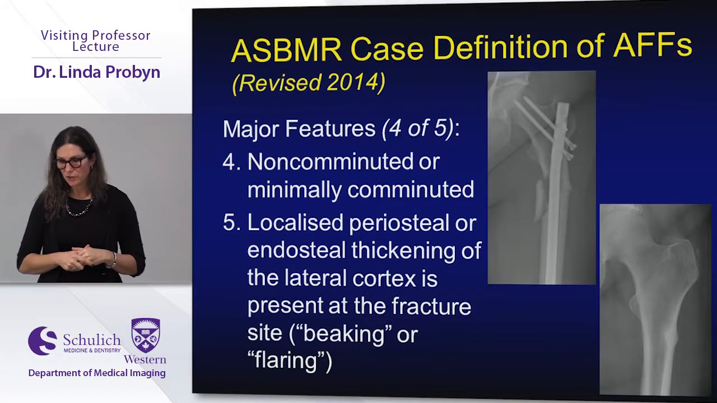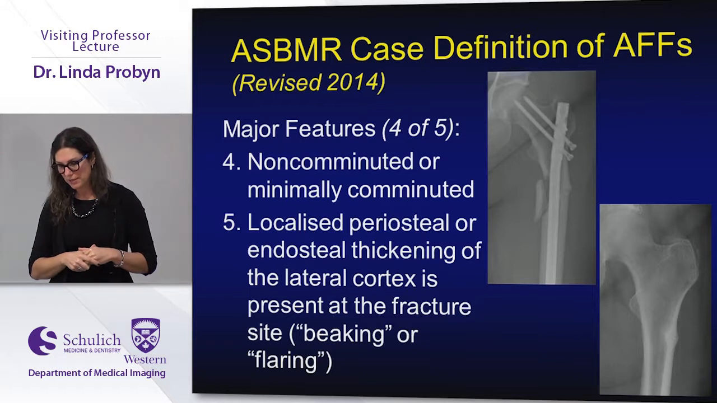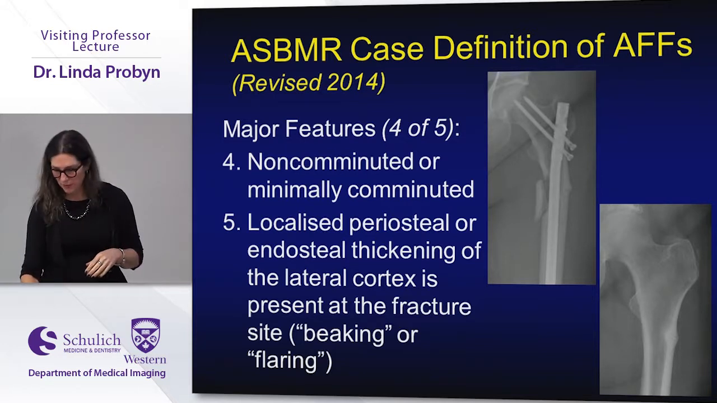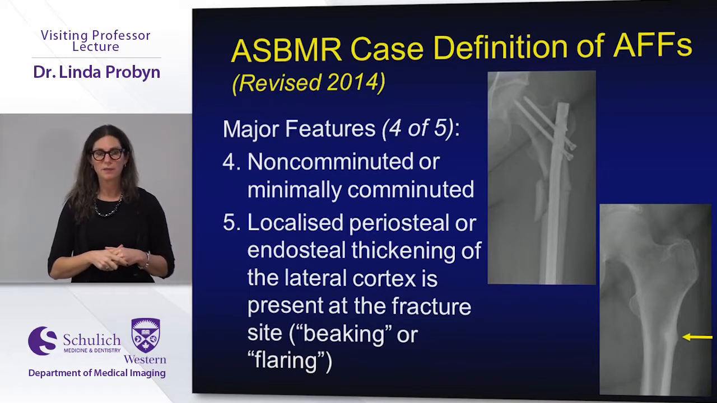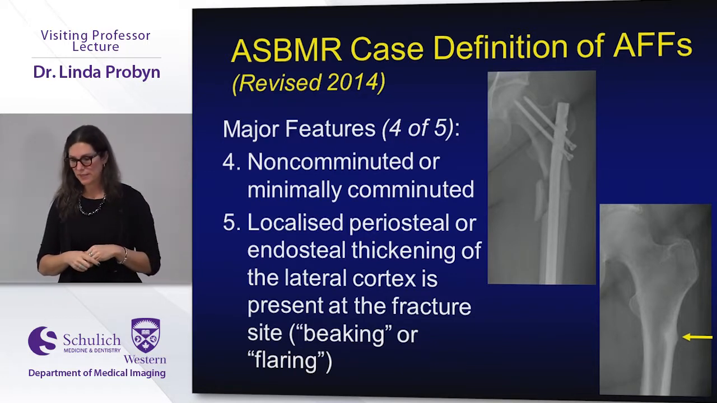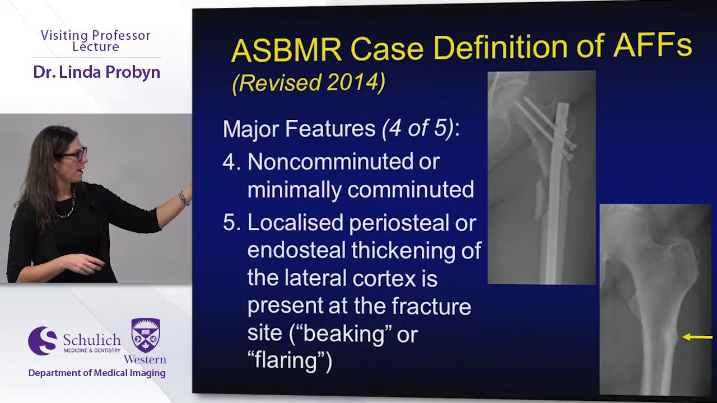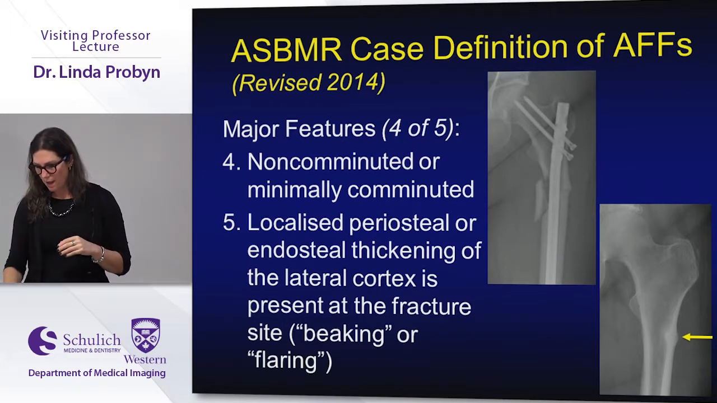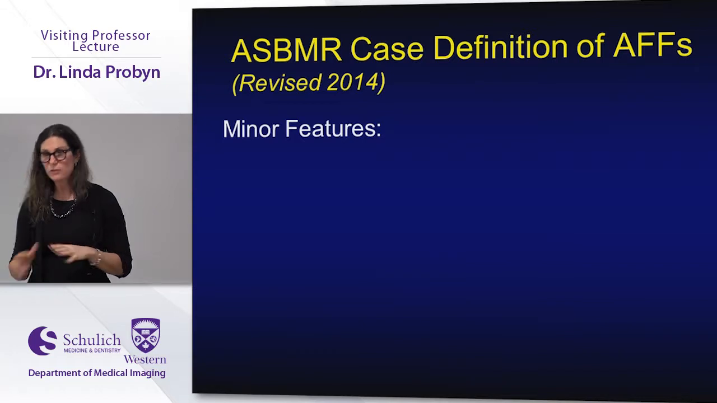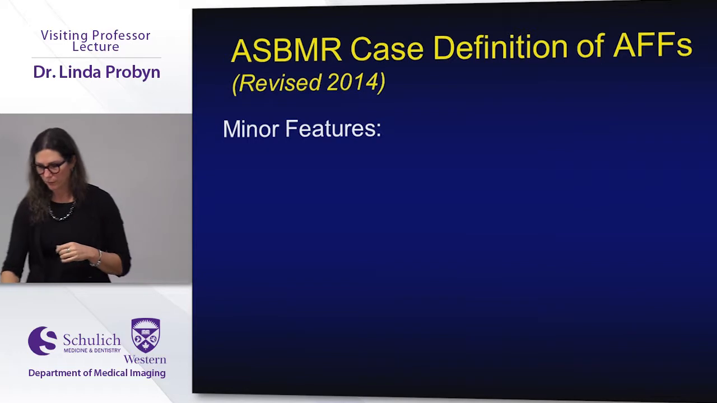Localized periosteal or endosteal thickening of the lateral cortex is present at the fracture site. So it forms this beak. So you can see there's a lateral beak there. So that's really a classic appearance, of course, of an incomplete fracture. And you can see how it also causes a little bit of thickening on the endosteal side as well. So that's sort of the classic incomplete atypical femoral fracture. Okay, so those are the major features. So you have to have 4 or 5 of those to call it an atypical femoral fracture.